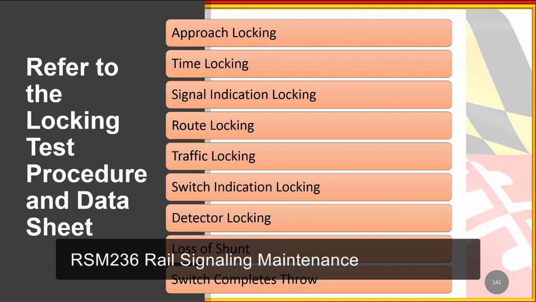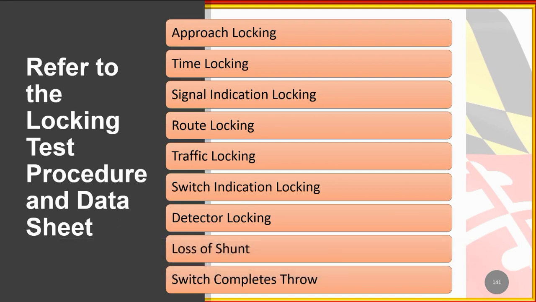During this video lecture, I'll be describing the 9 different tests that make up a complete locking test. You can see them listed on this slide. We have the approach locking test, the time locking test, the signal indication locking test, the route locking test, traffic locking test, switch indication locking test, detector locking test, loss of shunt locking test, and the switch completes throw locking test. So these 9 tests make up the complete locking test to test the functionality and safety of a rail transit system interlocking. So let's talk about the approach locking test first.